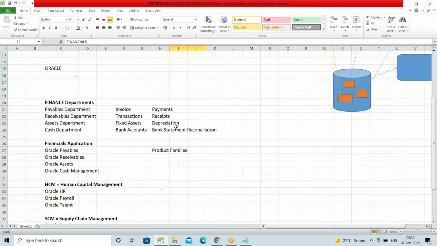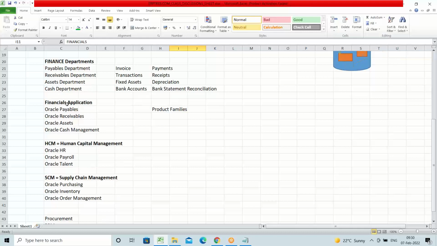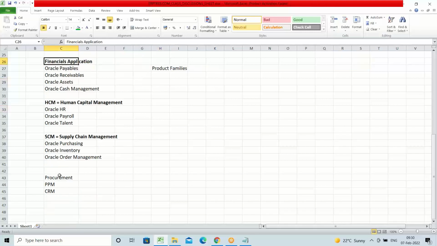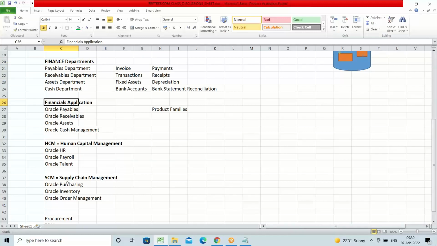Financial applications means what? Before that, the applications are grouped based on the usage or the primary process or sub processes as per the organization. The groupings only we call as the product families. We have different product families from Oracle: financials, HCM, SCM, procurement, PPM, CRM. Out of all these product families, we are going to learn the financials product family.